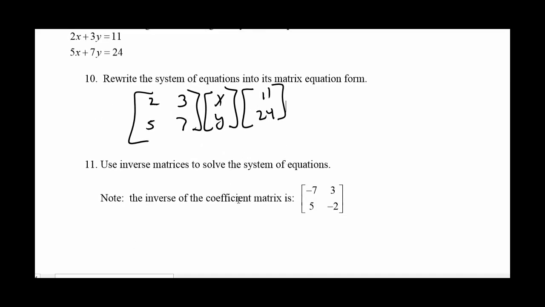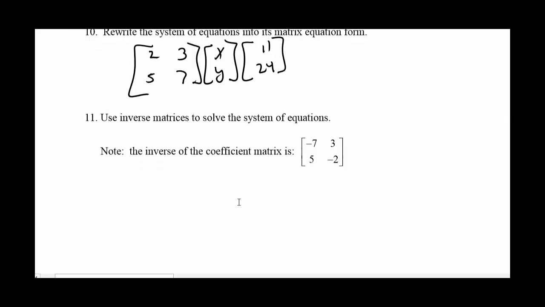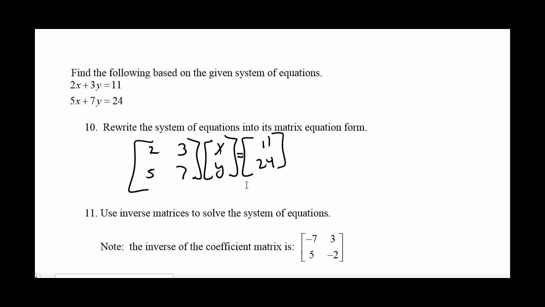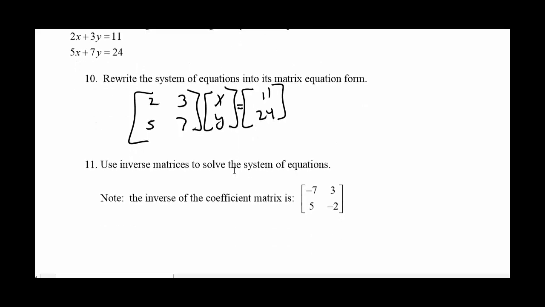Then I'm told the inverse of the coefficient matrix is, so the inverse of this 2, 3, 5, 7 is this set of numbers here, and I'm going to use that to solve the system. So, even messed up there. Wow, I'm on a roll here. There's an equal sign in there.